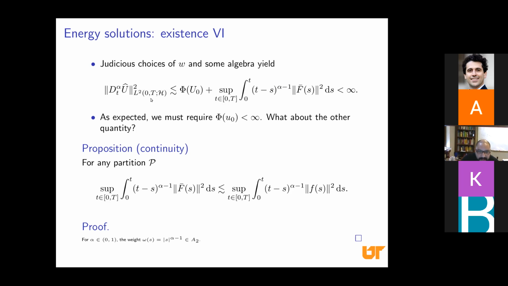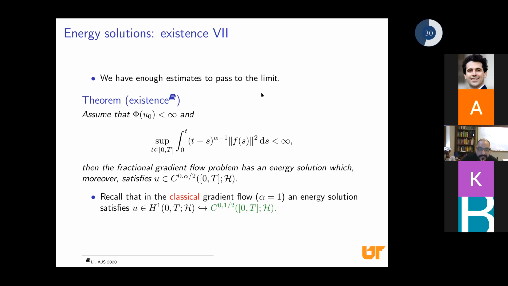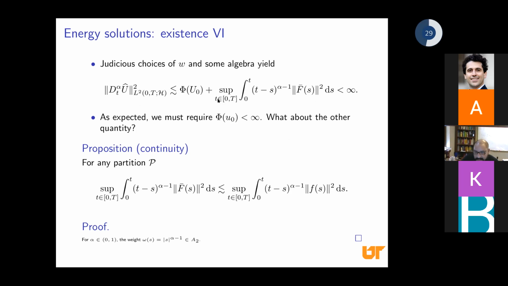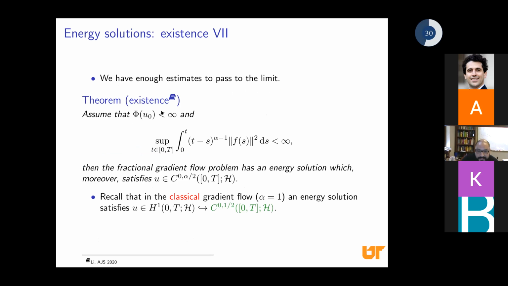And of course, the a priori estimates are going to depend on your data. As expected, you need to start with something that has finite energy. And you have some other condition, not just that the right-hand side is in L2, but something extra that in fact is quite natural, and I can explain if I have time at the end. Well, the point is that we now have, again, enough estimates to pass to the limit. So if these guys are under control, then that's an a priori estimate that is independent of your partition, so you can pass to the limit.